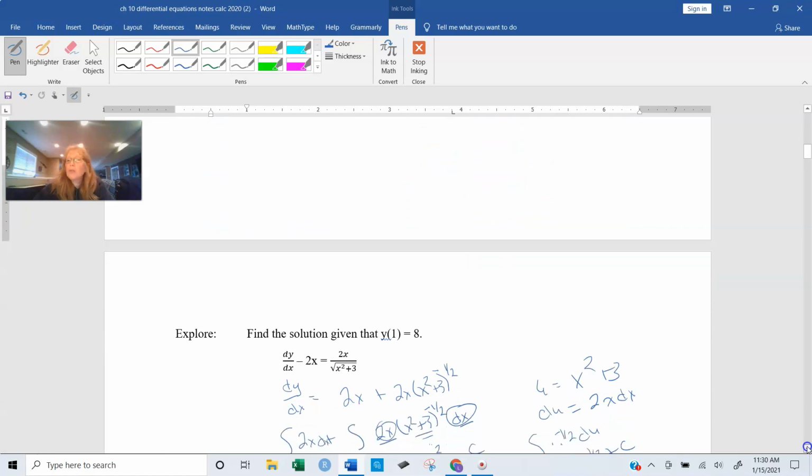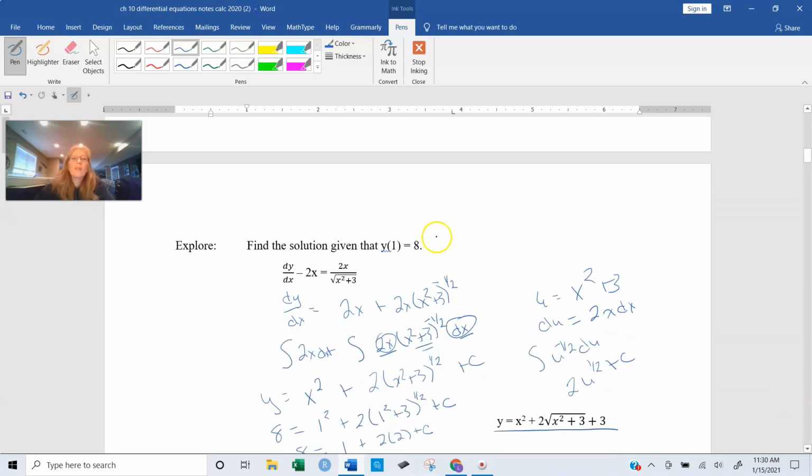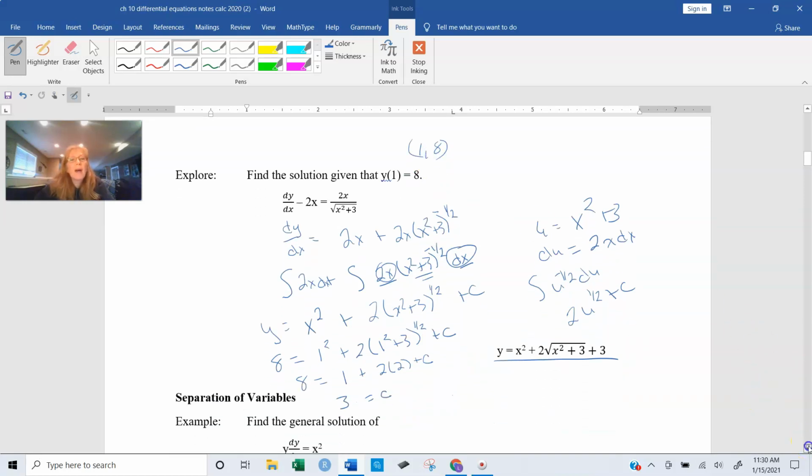Okay, we have to find the general solution of 1 and 8. So this time the point they give us is 1, 8. So what happens? We go through here and we've got a derivative of y. You should have first recognized that this is in the wrong spot and added it to the other side. We need to take the antiderivative of both of these.